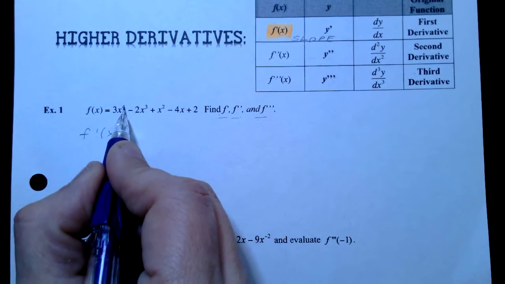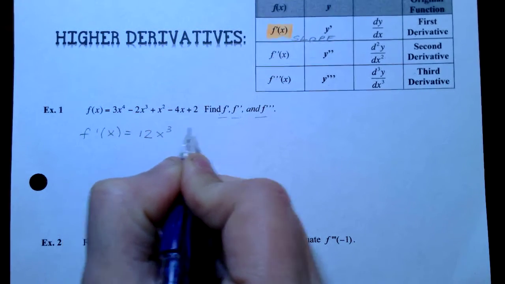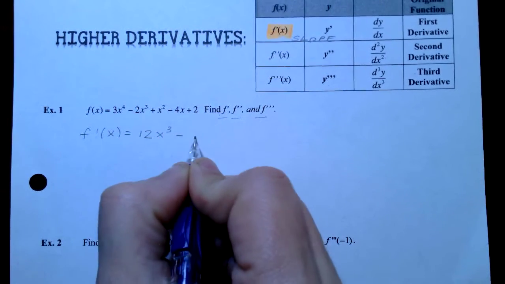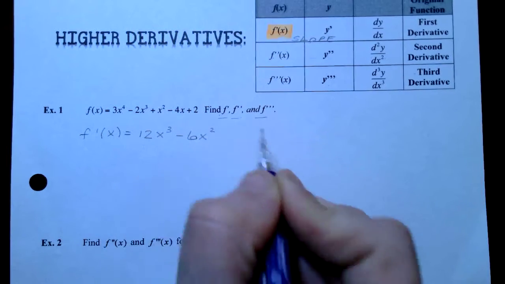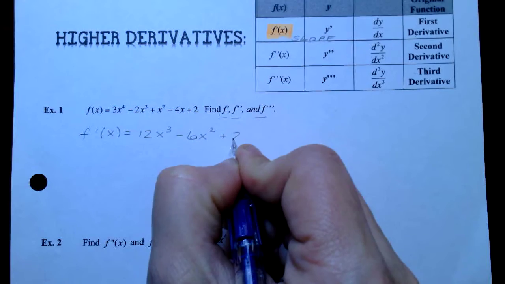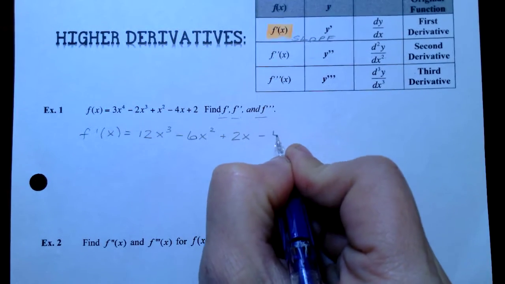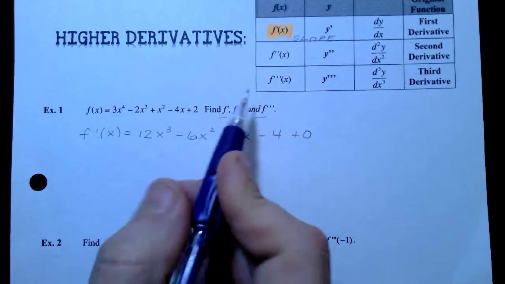Going through, this is a polynomial function, so I just need to use the power rule and maybe my rule for constants. 4 times 3 is 12, x to the third, minus 3 times 2 is 6x squared, remember we always reduce the power by 1, plus 2x minus 4 plus 0. Right?